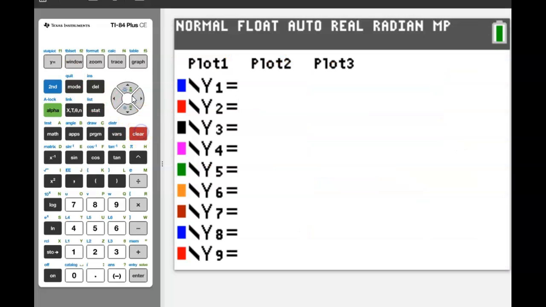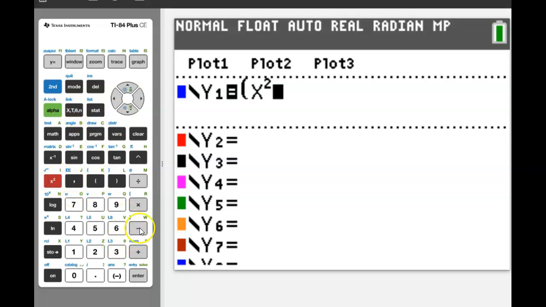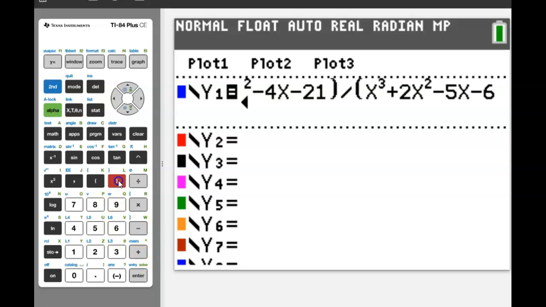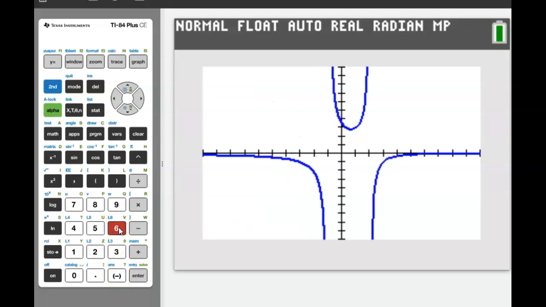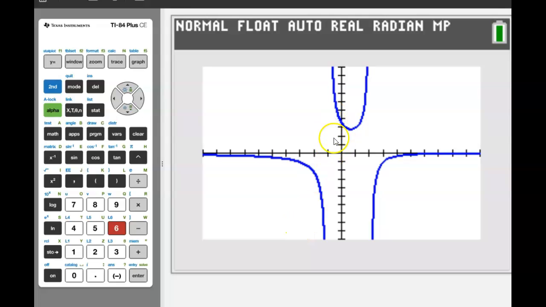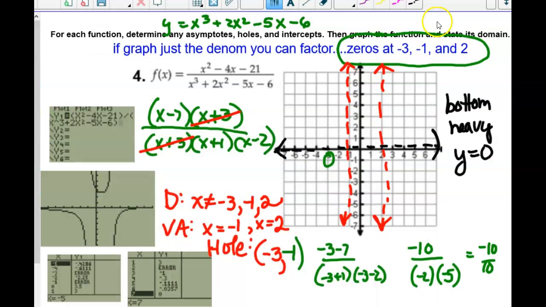Can someone read me this disaster? It was x squared minus 4x minus 21 all divided by x cubed plus 2x squared minus 5x and then minus 6. Oh, I didn't mess it up. What do you know? Okay. So there are 3 pieces. Does it look like our, what did we have, -1 and +2 as asymptotes? That looks pretty good. We didn't find the zeros or y-intercept yet.